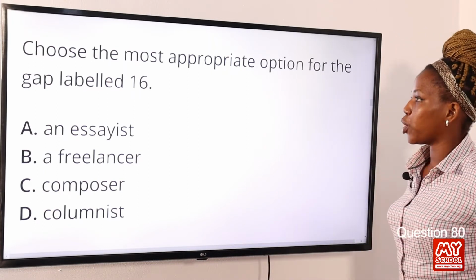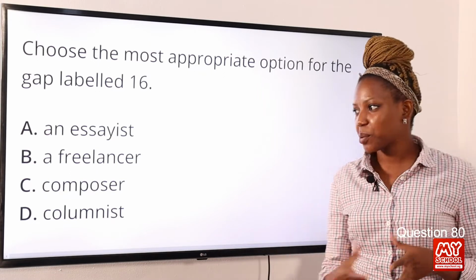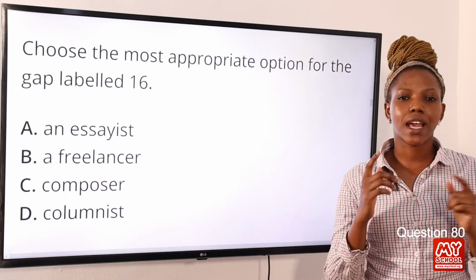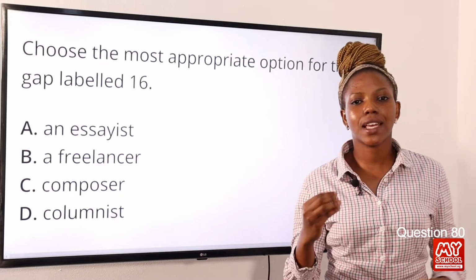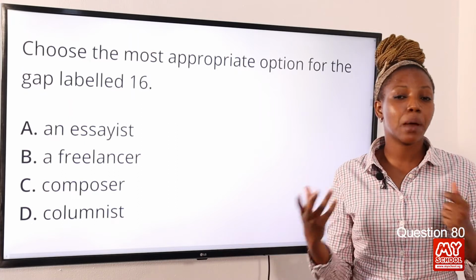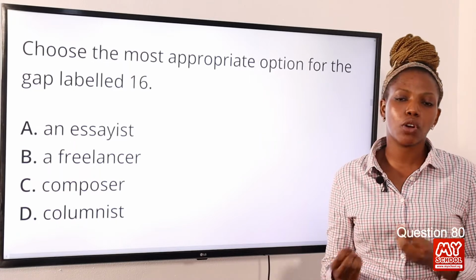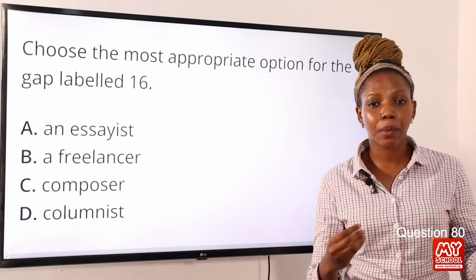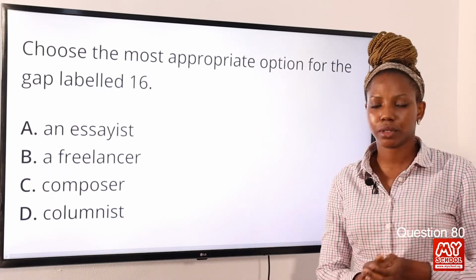Now moving on to question 80. Choose the most appropriate option for the gap labeled 16. Option A, an essayist. Option B, a freelancer. Option C, composer. Option D, columnist. The answer to this question is columnist, because the part label 16 is meant to describe a person whose workflow is determined by the editor-in-chief. It could be weekly or daily or monthly, but as prescribed or determined by the editor-in-chief. And this type of journalists are called columnists. So option D is the correct answer to this question.